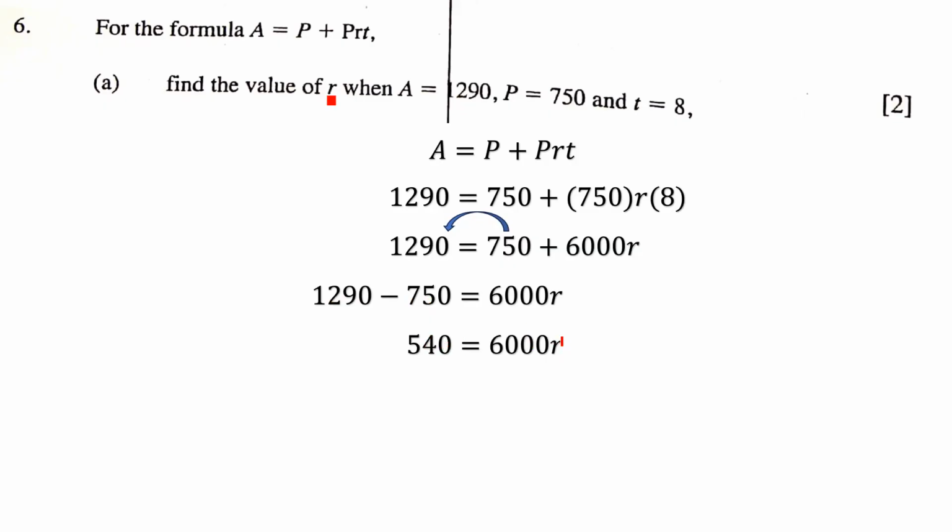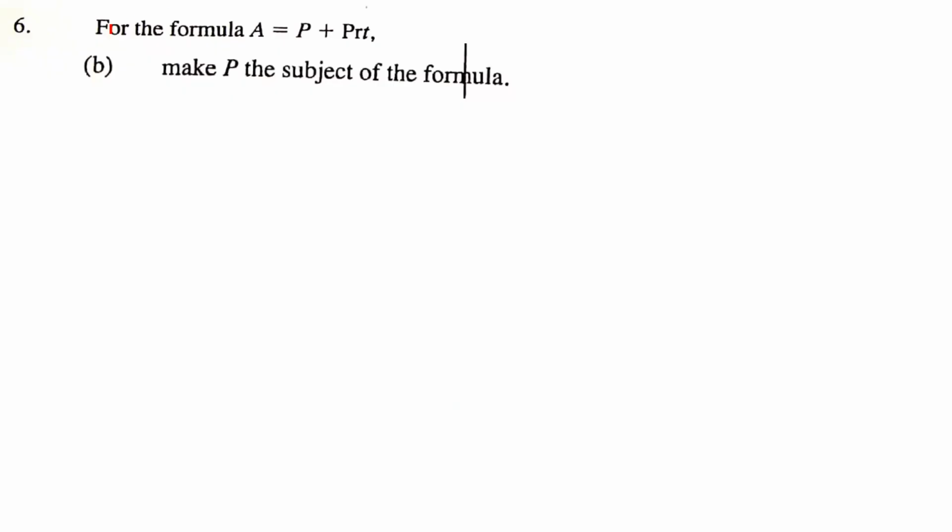We're still trying to find the value of R, so we have to divide both sides. Well, before we divide both sides, let's just switch the equation so that our R is on the left-hand side. And so now we can divide both sides by 6,000 to find the exact value of R. These two cancel, so R is going to be equal to 540 divided by 6,000. And so R is going to be equal to 0.09. So when A is 1,290, P is 750, and T is equal to 8, the value of R is going to be 0.09. Let's move on to question B.